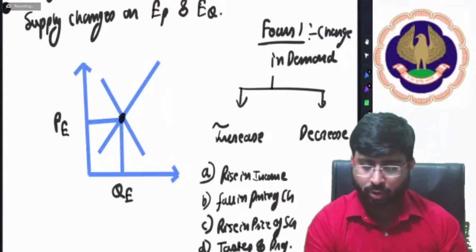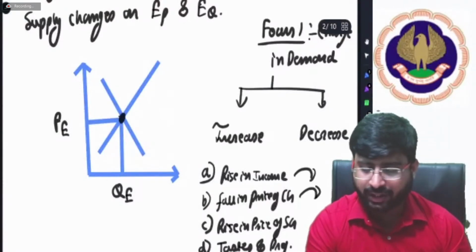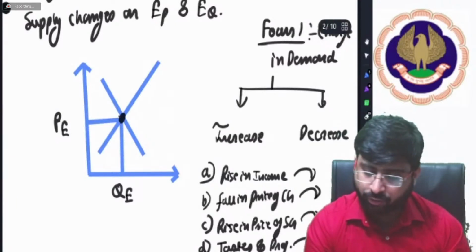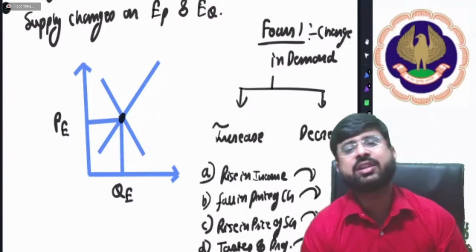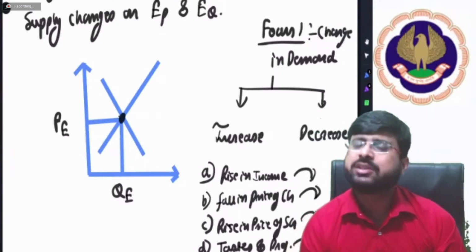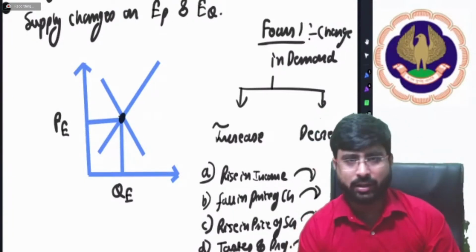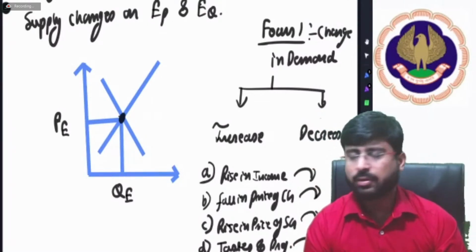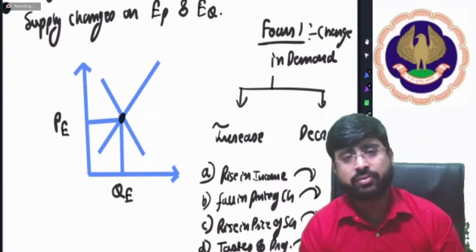Right? And the counterpart will be a decrease. So fall in income, rise in price of complementary goods, fall in the price of substitute goods, and declining tastes and preferences. These are some factors that cause a change in demand. I am sure you all will agree. So remember, price will remain constant here.